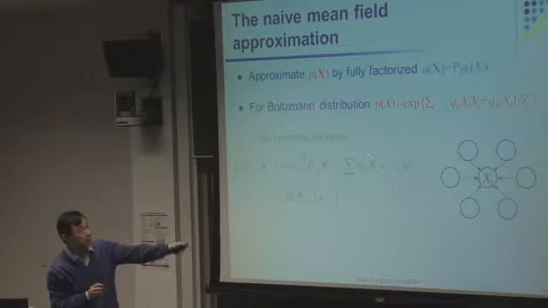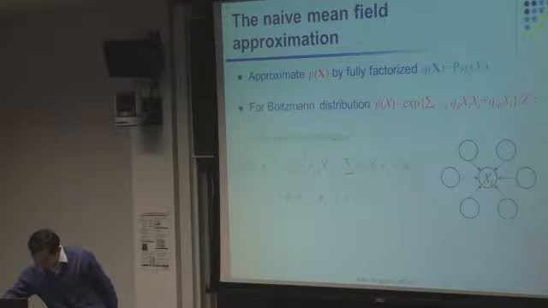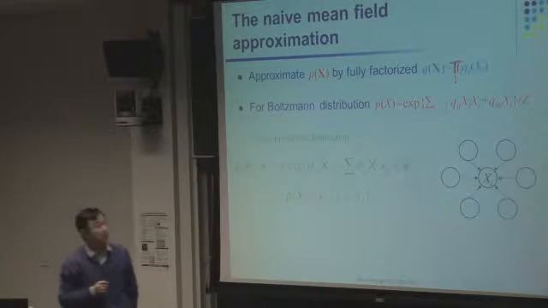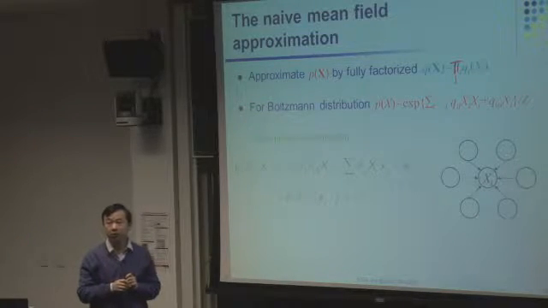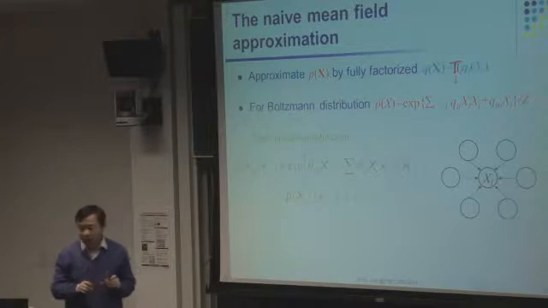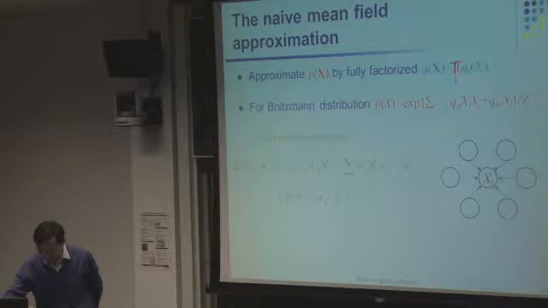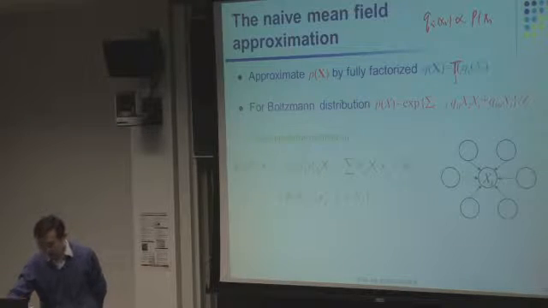And I say I want to approximate this by a product of all these Qs. And I don't know what the Q looks like. Then according to the theorem I just presented before, I know that it must take the following shape. This Q of i will be proportional to the P of i under the original distribution given its Markov blanket.